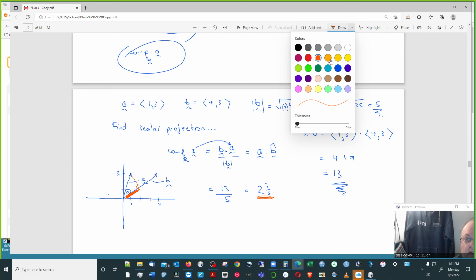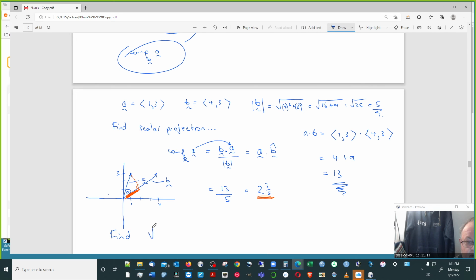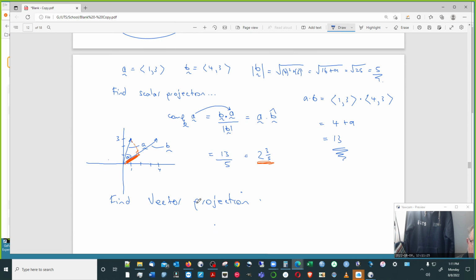Okay, and then the other thing we want to find out is the vector projection. So the vector projection is going to be where we took the dot product and multiplied it by the unit vector. So we did that kind of thing. What we can do here for the vector projection, this is the vector, let's call that point Q, and the origin.